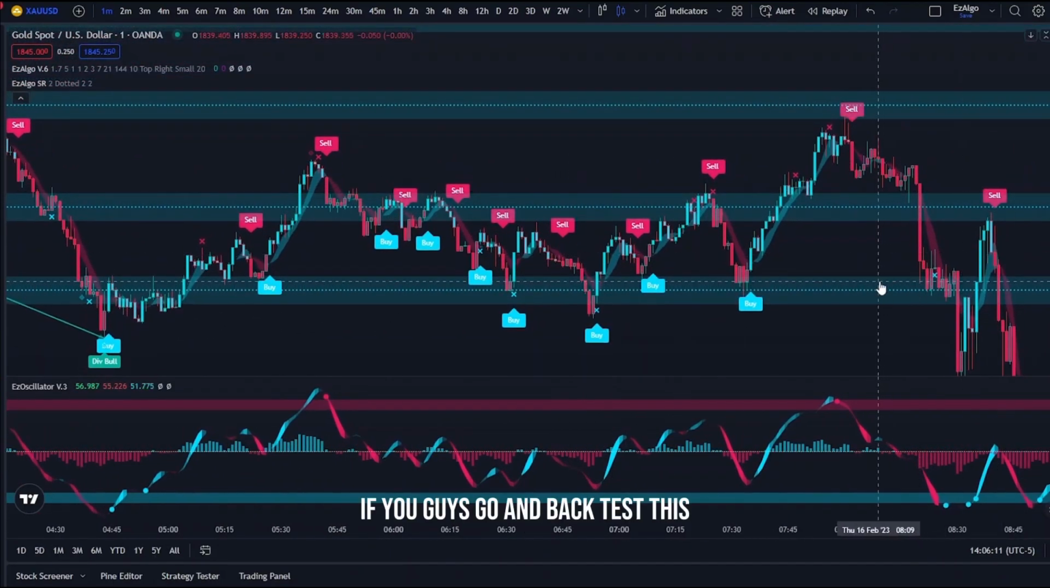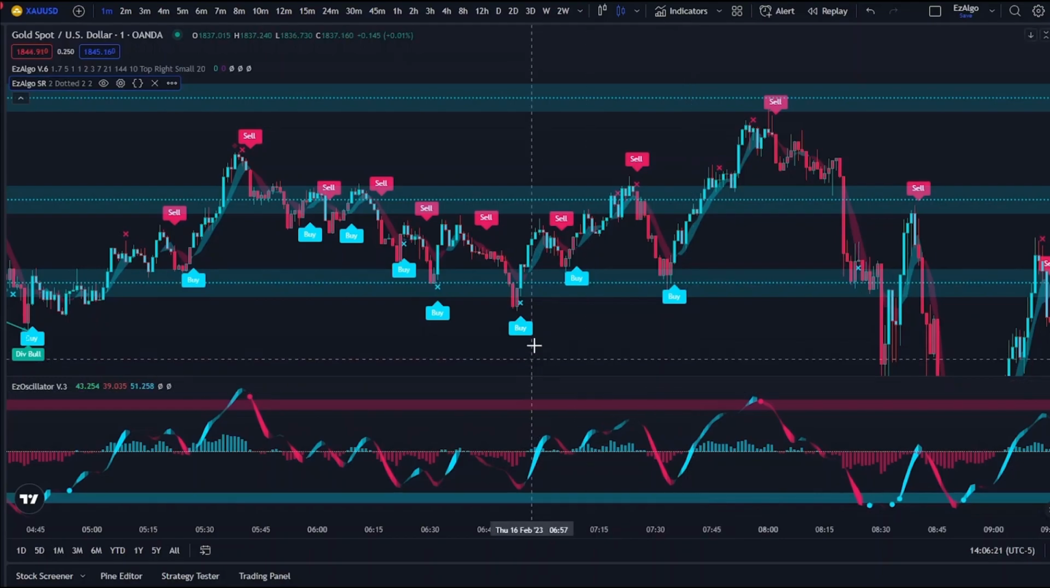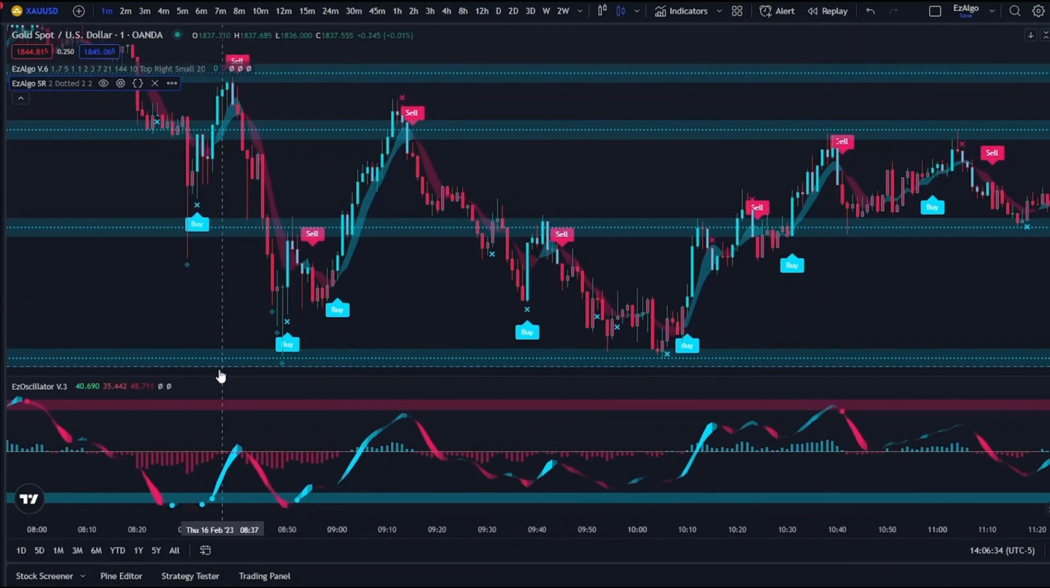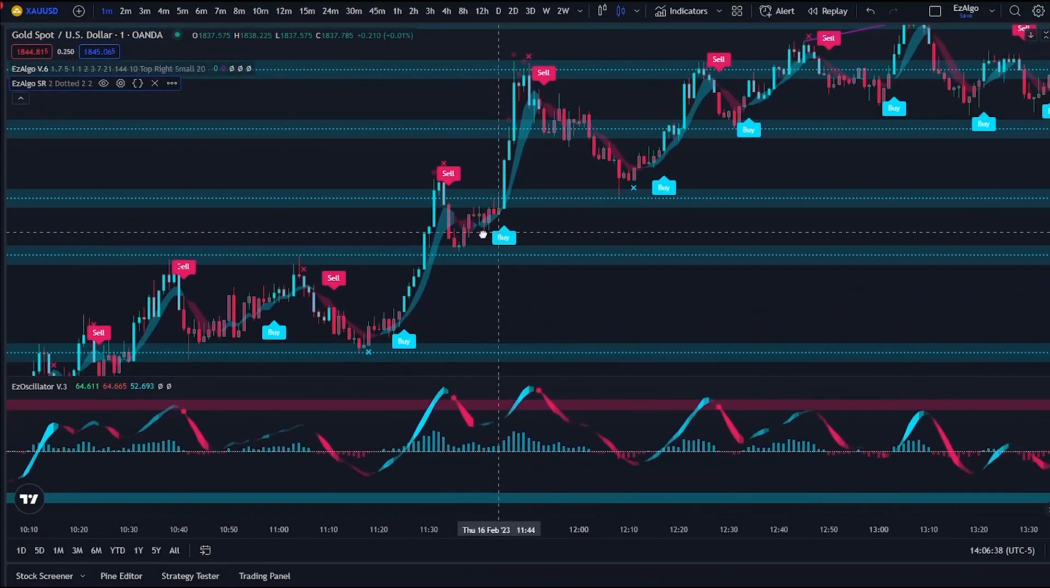Like, if you guys go and backtest this, and by the way, this is on Japanese candles. So if you use Heikin Ashi candles, the buy and sell signals will be a lot more accurate. But even on Japanese candles, right, the oscillator has just been killing it. These are the trades you want to be taking at support and resistance levels with that wave trend flip, with the buy or sell dots using the volume as confluence. And I don't really have to say much. You can see for yourself just how accurate this oscillator is on a lower time frame.